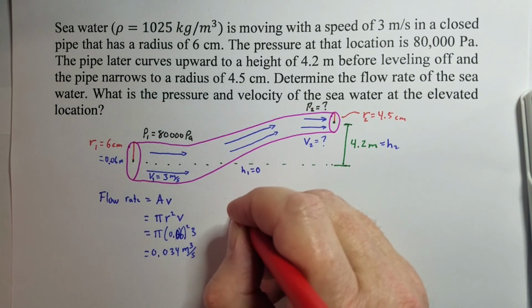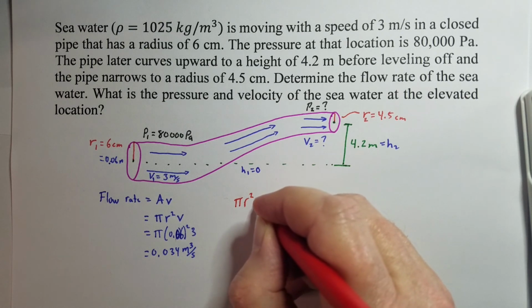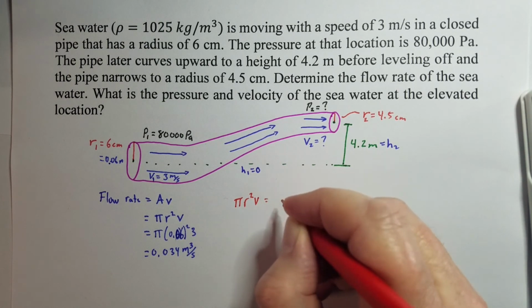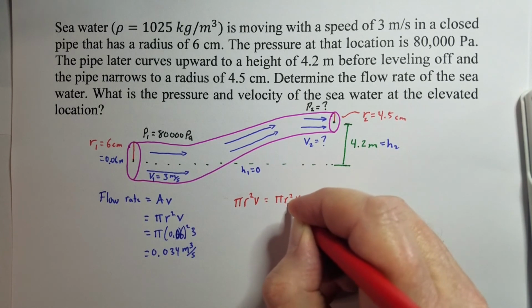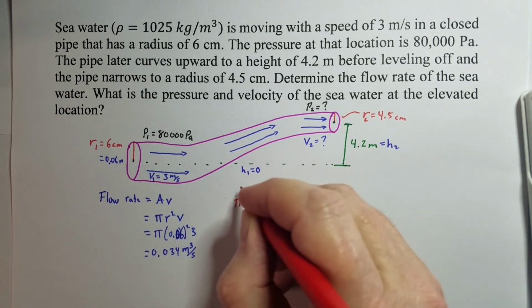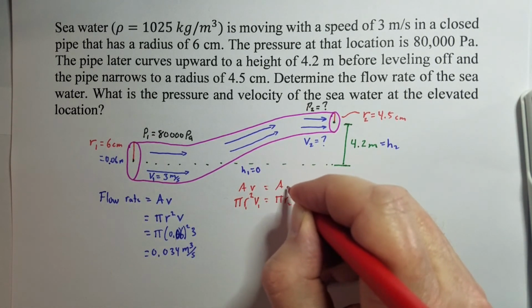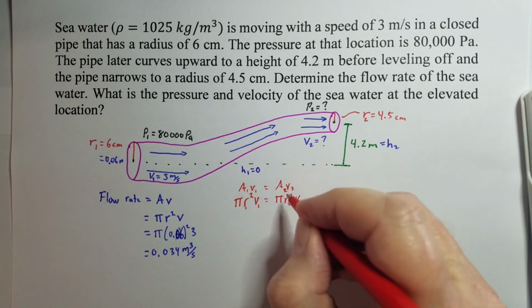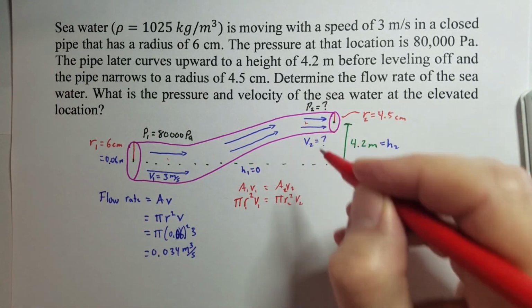So for that we need pi r squared times velocity equals pi r squared times the velocity at the second part. Okay, basically it's area times velocity equals area times velocity at the respective positions. So at points 1 and 2. So this would be my point 1, that would be my point 2.